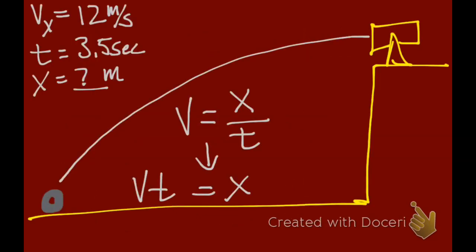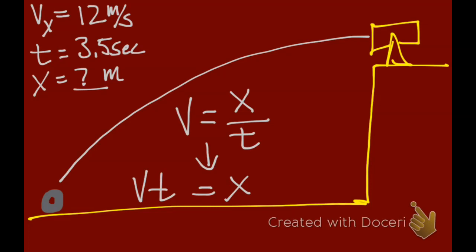Let's consider this problem. So we have a cannon on a cliff, and it shoots a cannonball off of the cliff. And we know that the velocity coming out of the cannon is 12 meters per second in the x direction, okay? And the time in the air is 3.5 seconds, and we want to know how far the cannonball goes before it hits the ground.